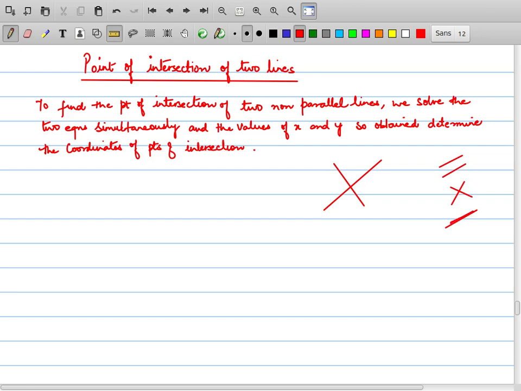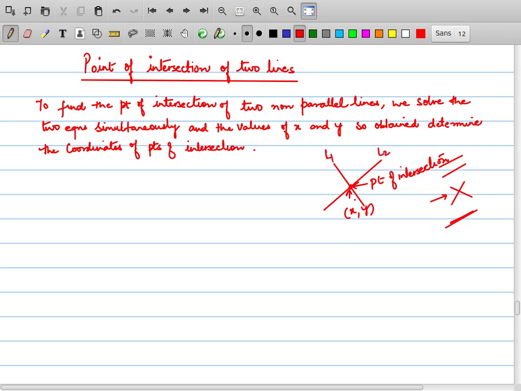Now in this case we are concentrating on this one. If the lines are intersecting, we are interested in finding out this point. This is the point of intersection. The point where the two lines are cutting each other is the point of intersection. Obviously this will have a coordinate x comma y. That is the value of x and y which will satisfy the equation of line 1 as well as line 2.